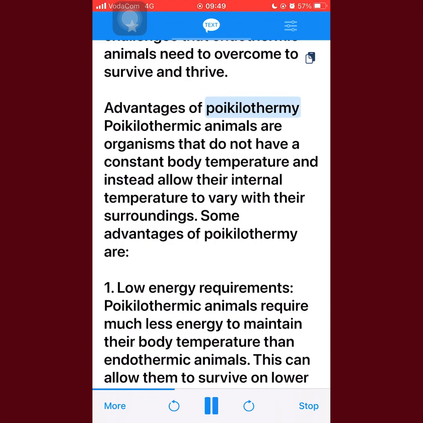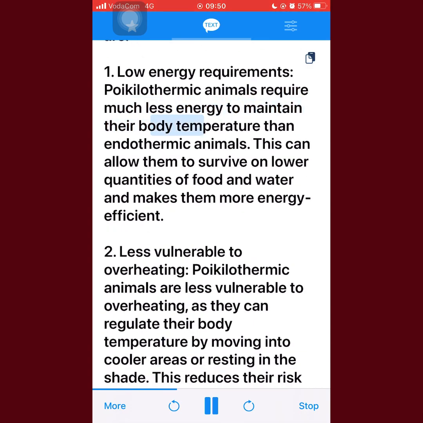Advantages of poikilothermy. Poikilothermic animals are organisms that do not have a constant body temperature and instead allow their internal temperature to vary with their surroundings. Some advantages of poikilothermy are: 1. Low energy requirements. Poikilothermic animals require much less energy to maintain their body temperature than endothermic animals. This can allow them to survive on lower quantities of food and water and makes them more energy efficient.